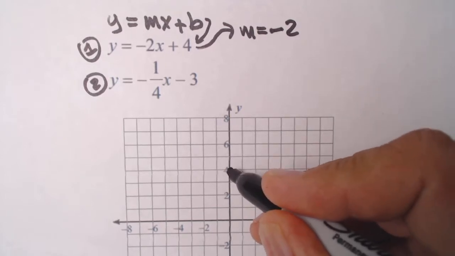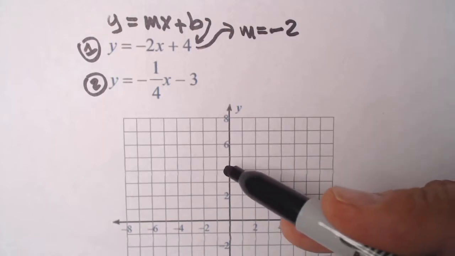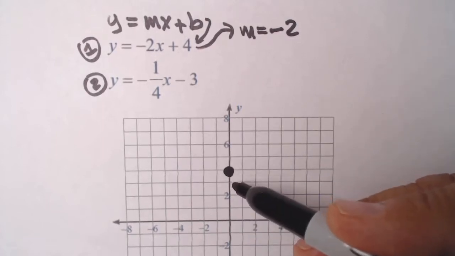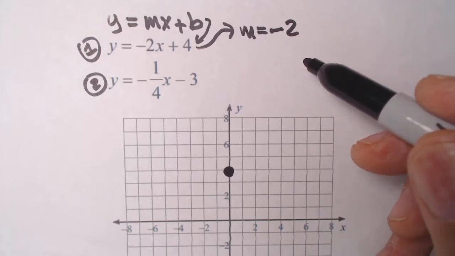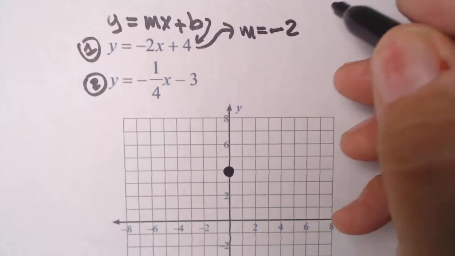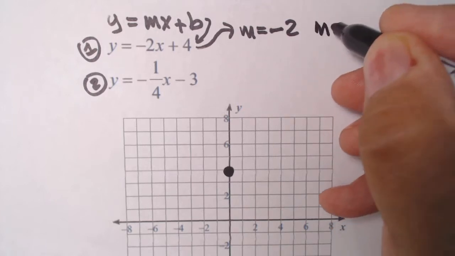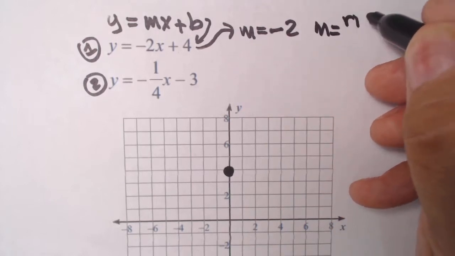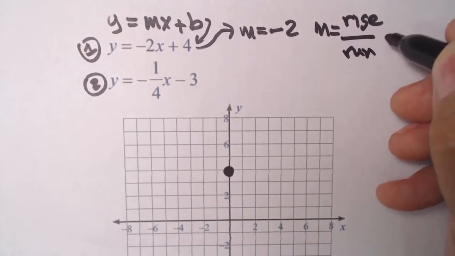Well, okay, here's y equals +4 right there. I just made a dot on it, counted 4 up. Now, the slope m, remember that's rise over run. So here's what we're going to do with this. M, which equals rise over run. This is the old engineering terms for it.